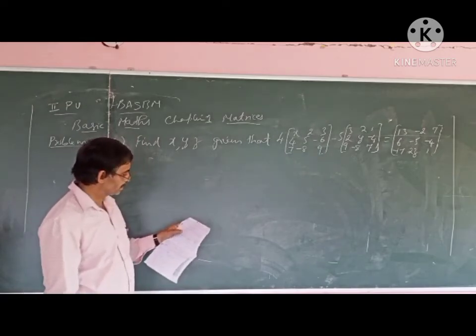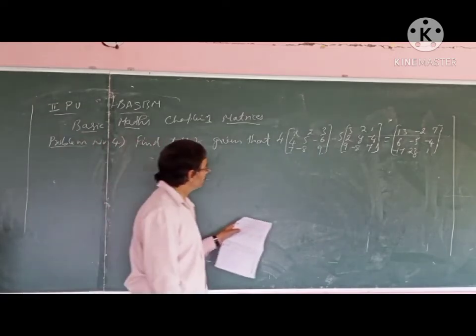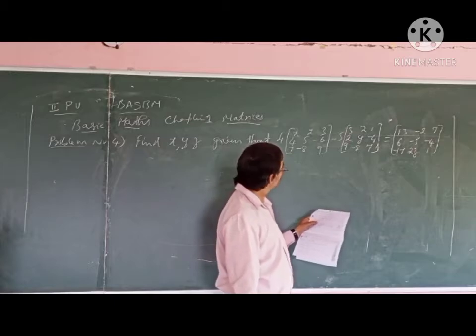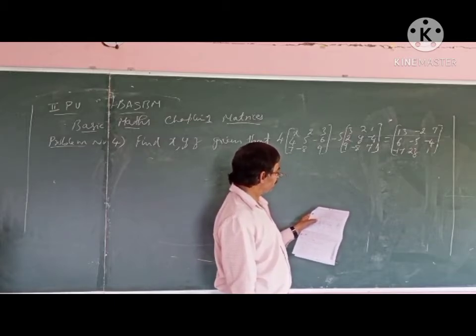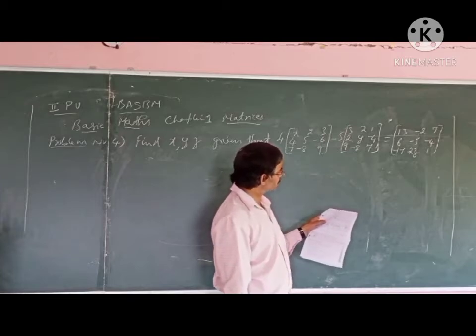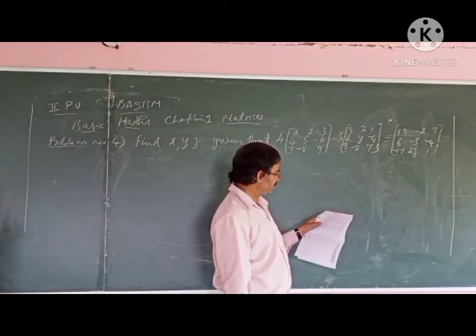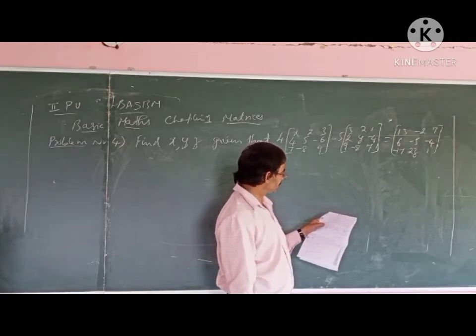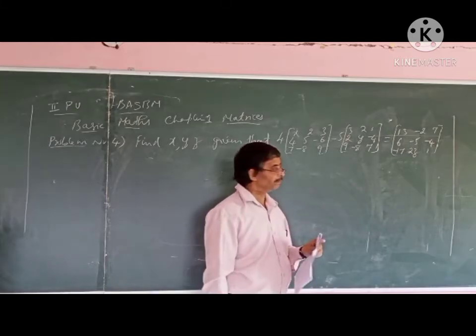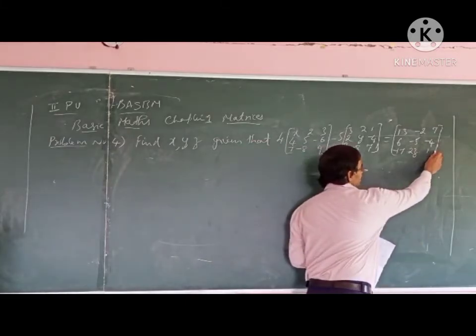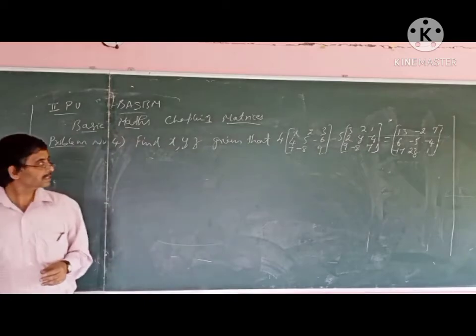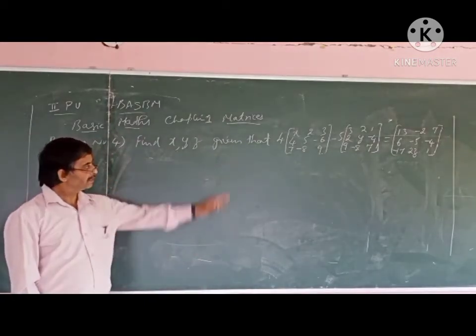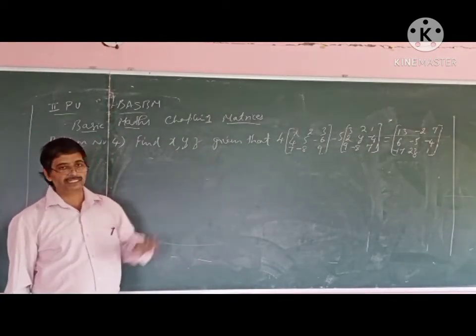Given that 4 into the first matrix, minus 5 into the second matrix, is equal to the right hand side matrix: 13 minus 2 7, 6 minus 5 minus 4, minus 17 2z 1. Same method as the last problem we have done. So what we will be doing is expand the left hand side and compare with the right hand side.